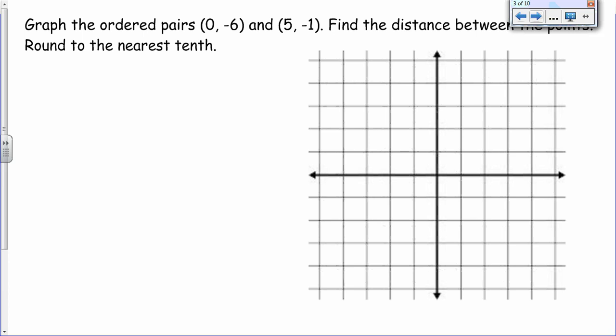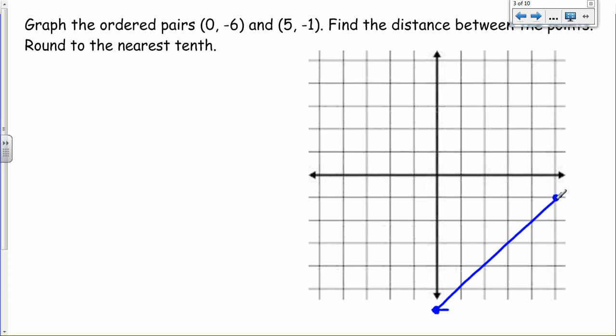All right, so the first thing we want to do is graph ordered pairs. Because x starts out with a 0, that means I'm not going left or right. But I'm going down 6 because it's a negative. So 1, 2, 3, 4, 5, and then 6 would be there. 5, negative 1 means I'm going over 5 and down 1. So I want to find that distance there.